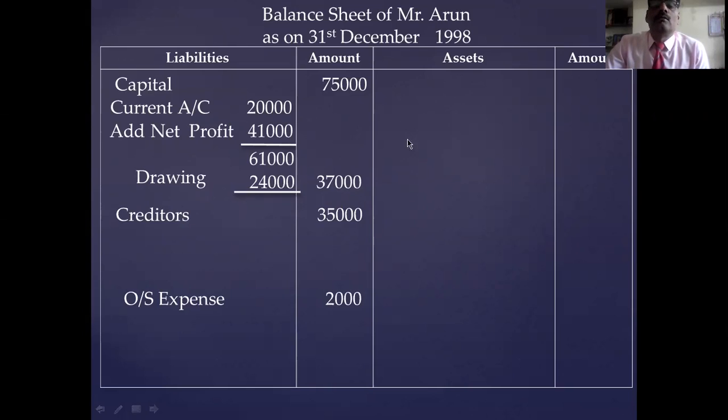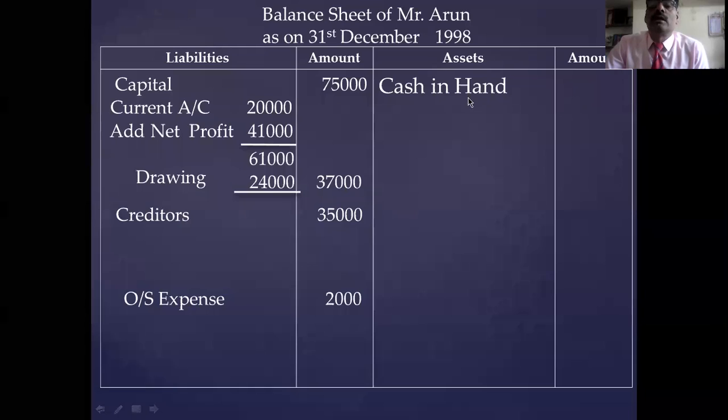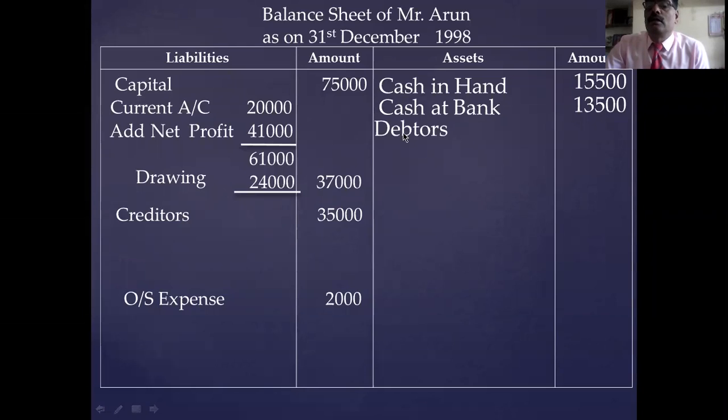Okay. Then come to the asset side. First you take the cash in hand from the cash account closing balance as you ascertained. Cash account closing balance is 15,500. Then you take the bank account closing balance 13,500. Then take the debtors. Debtors closing balance is 27,000. Okay. Then take the stock. Stock from the closing stock.